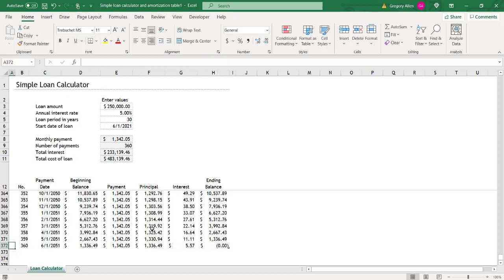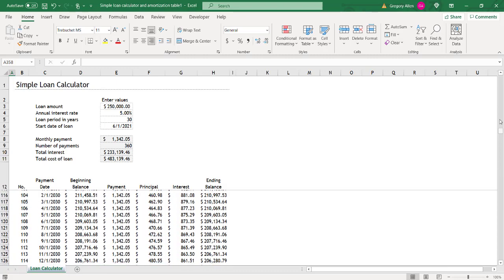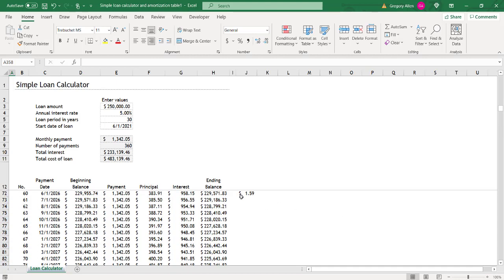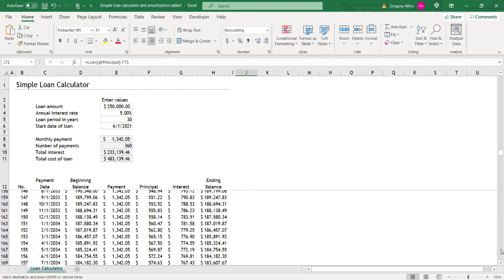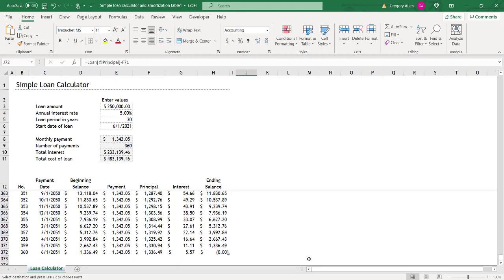Okay, so let's repeat my calculation now. Let's scroll up some and copy my formula down the rest of the way down to 360. Let's see what happens.